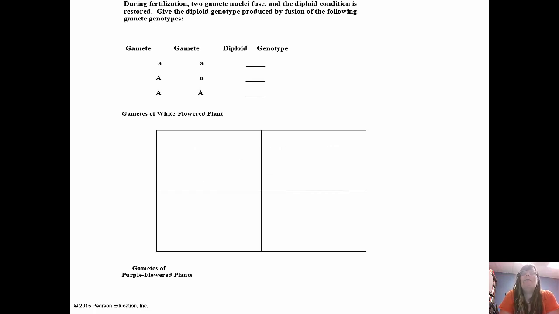This is the next one. During fertilization, 2 gametes fuse. So it shows you the gametes. 2 little a's are going to create what diploid genotype? Little a, little a. And then you can put the other ones together.